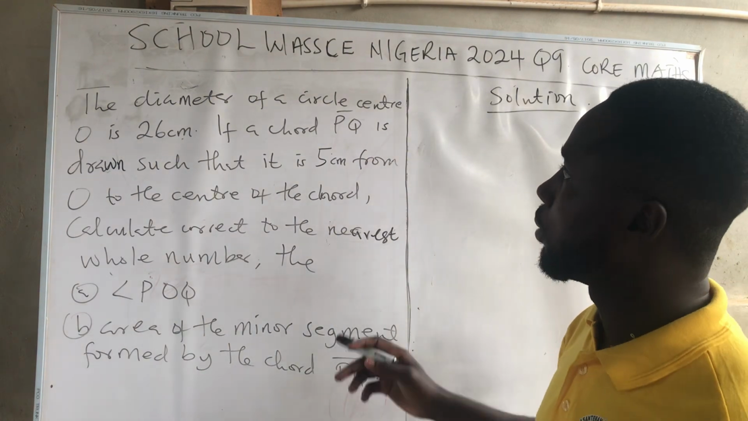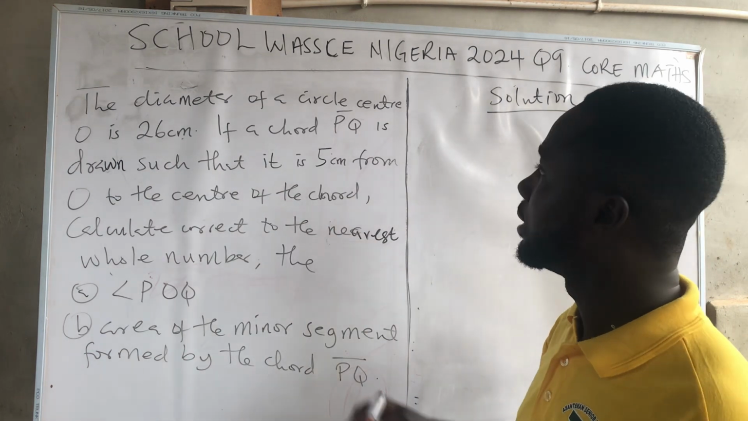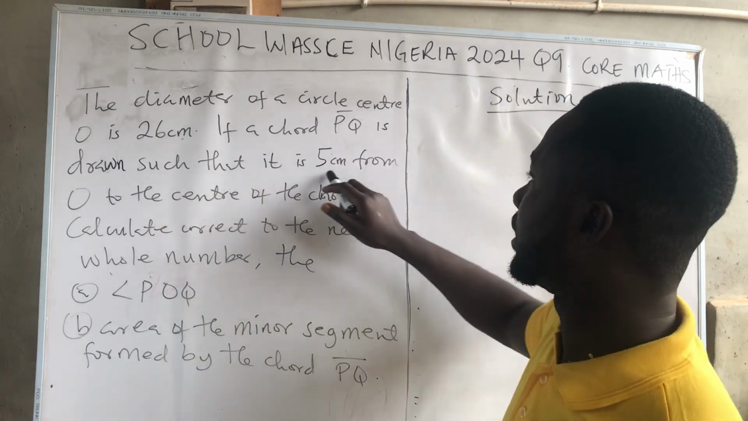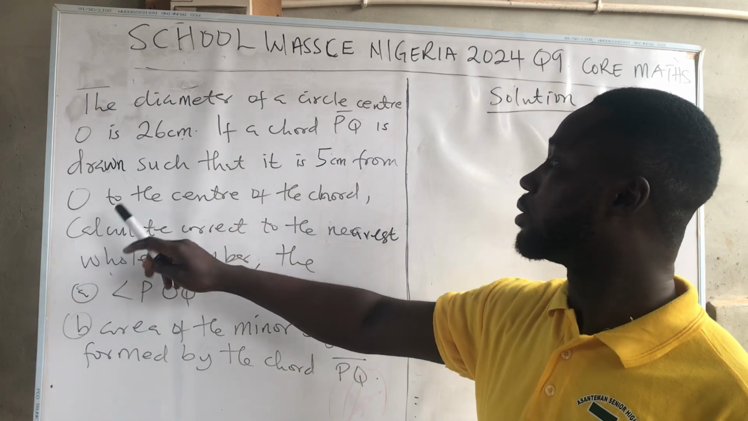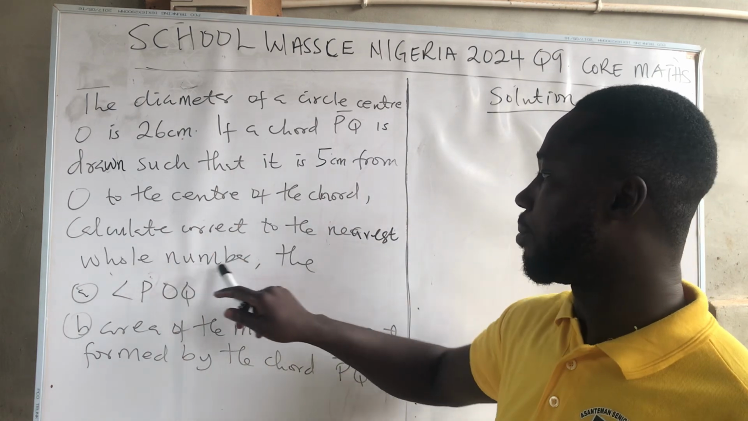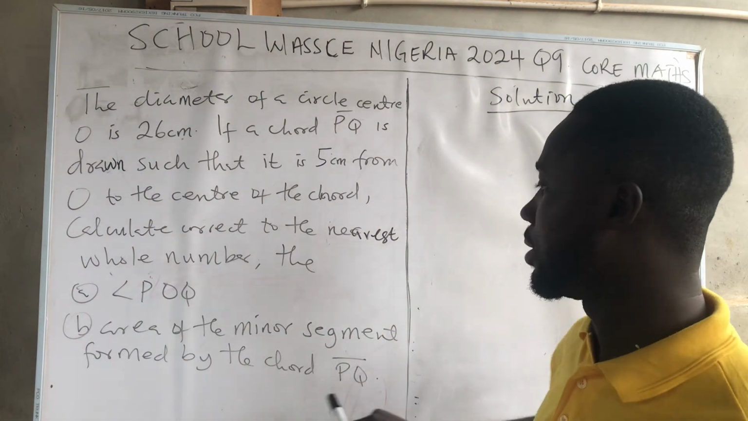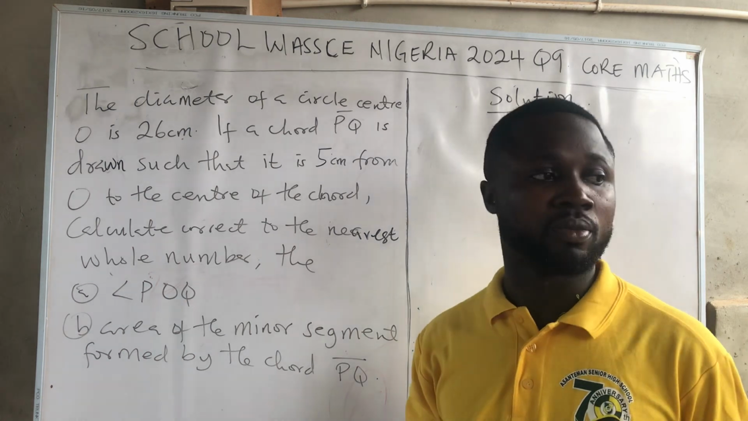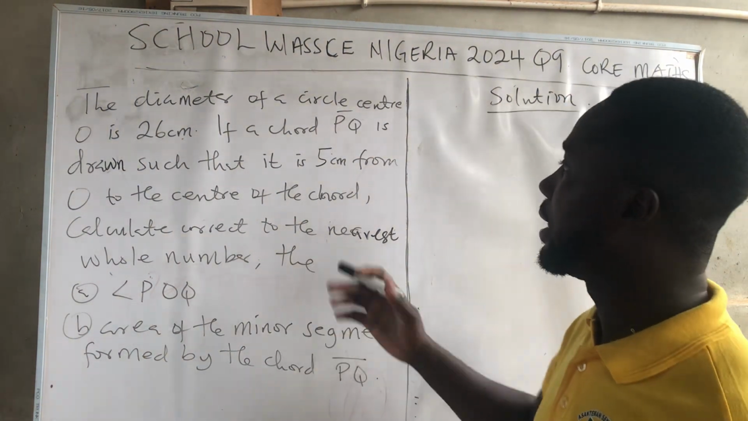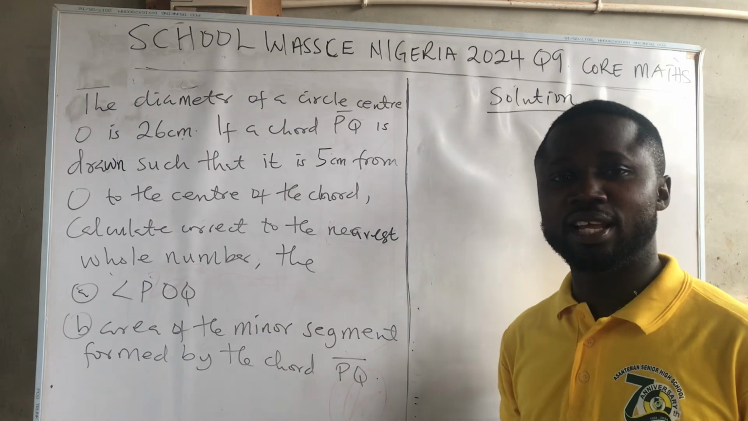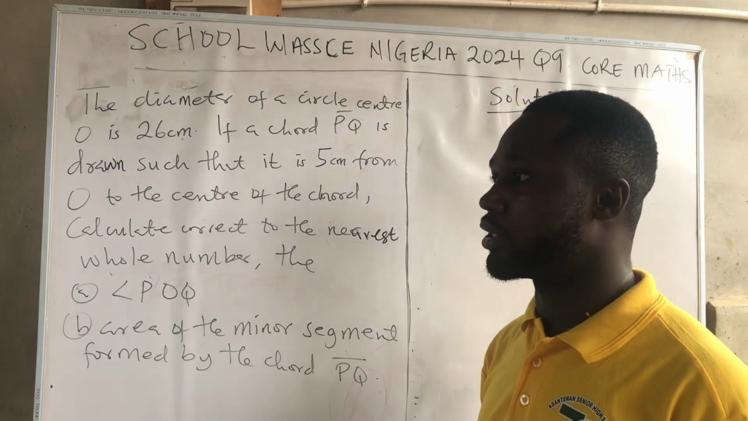So the question is, the diameter of a circle center O is 26 centimeters. If a chord PQ is drawn such that it is 5 centimeters from O to the center of the chord, calculate, correct to the nearest whole number, A, angle POQ, B, area of the minor segment formed by the chord PQ. So you can see that this question is on mensuration. The question did not tell us to draw the diagram, but it is necessary we draw the diagram so that we can answer the question very well.